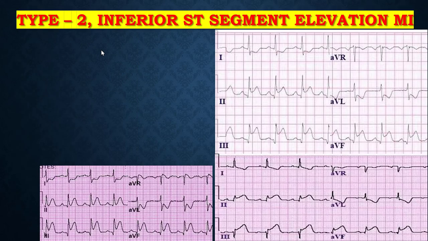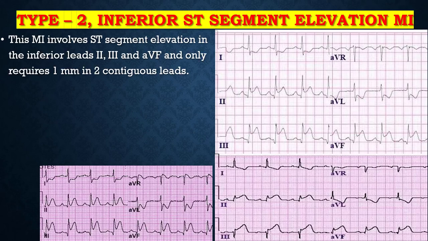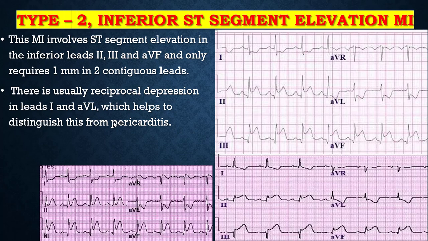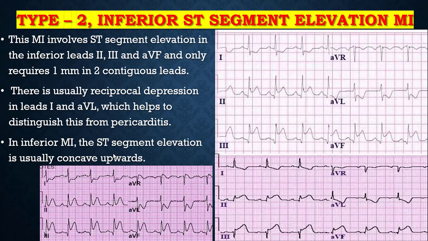Type 2: inferior ST segment elevation myocardial infarction. In this myocardial infarction there is ST segment elevation in the inferior leads 2, 3 and AVF, and it only requires 1 millimeter in two contiguous leads. There is usually reciprocal depression in lead 1 and AVL, which helps to distinguish this from pericarditis.